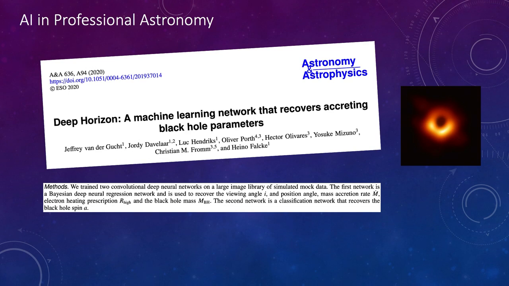And it's an interesting problem because what's the training data set for this? We only have this many images of black holes. The way they did it, and this is a technique that's commonly used in machine learning, is you come up with a synthetic data set. You come up with a mathematical model that will generate images of black holes at various viewing angles and masses and spins and stuff like that.